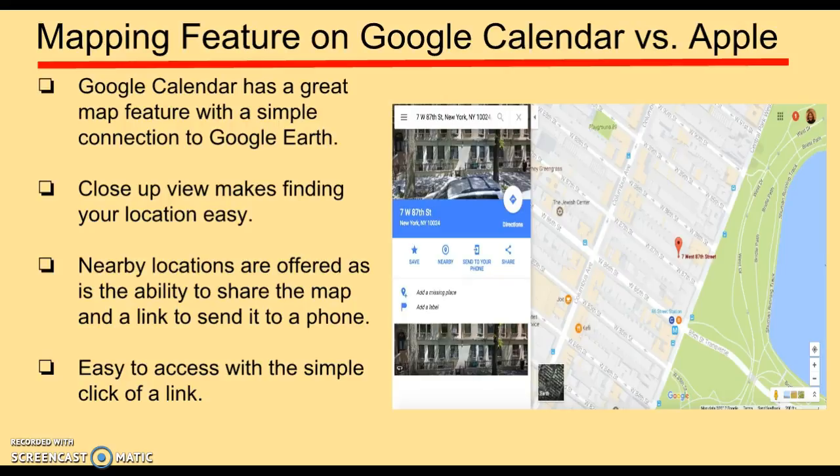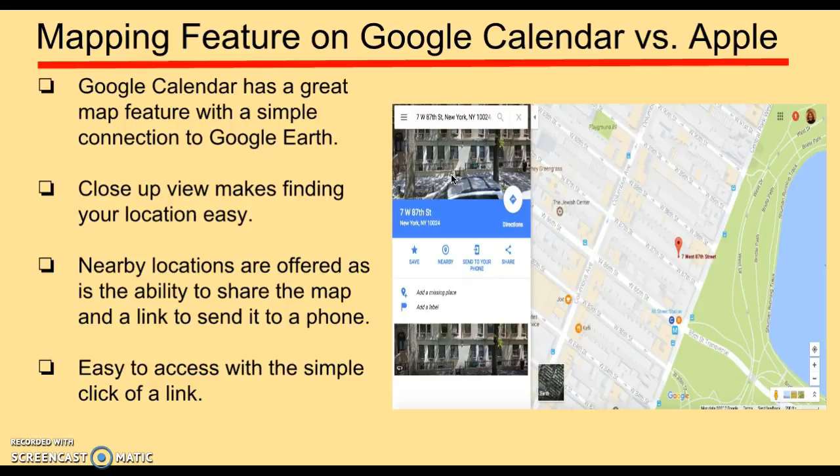The mapping feature on the Google Calendar I felt was exceptional, and I wanted to share it with you. I have access to Google Earth. Right here, I just click on it. But this is probably the best feature that I found in the calendar. The close-up view makes finding the location easy.